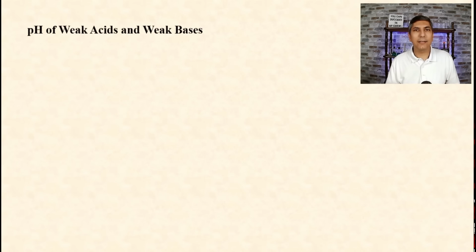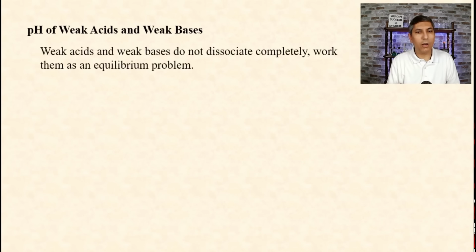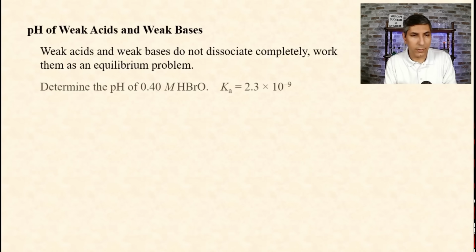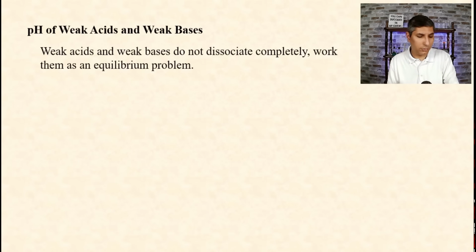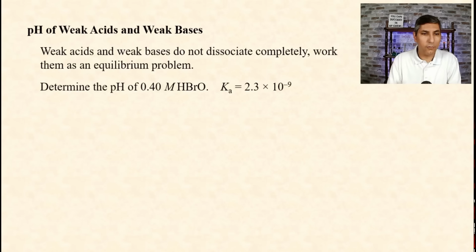So for weak acids and bases, remember, these are compounds that do not dissociate completely in water. And so you have to work them as an equilibrium problem. Basically, an ICE box is my preferred method, my recommended method of solving these. So let's say we have a question where we're asked to determine the pH of 0.40 molar hypobromous acid, HBrO, and it tells us the Ka, the equilibrium constant here, 2.3 times 10 to the negative 9th.